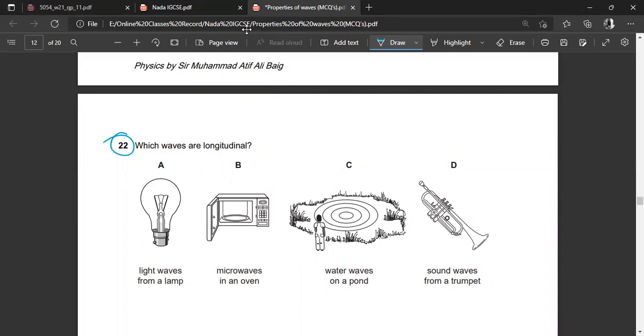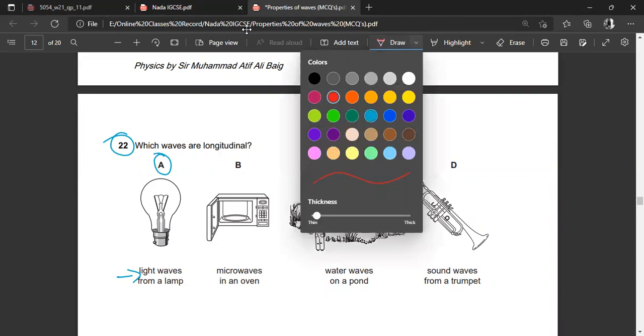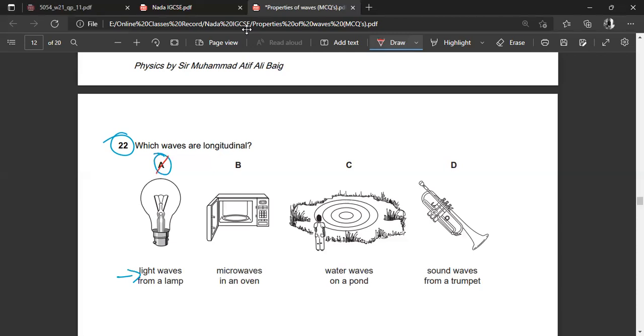अच्छा, लेट्स सपोज इन ऑप्शन ए, ठीक है, आप एक सिंगल सिंगल ऑप्शन चेक कर लिया करो, ठीक है, आप कंफ्यूज मत होगे। दिस इज लाइट वेव्स फ्रॉम अ लैम्प, लाइट इज अ ट्रांसवर्स और लॉन्गिट्यूडिनल? Transverse. So this option is not possible. What about microwaves? These are also electromagnetic waves, invisible waves, also acting like light waves. This is also not possible because microwaves are transverse.